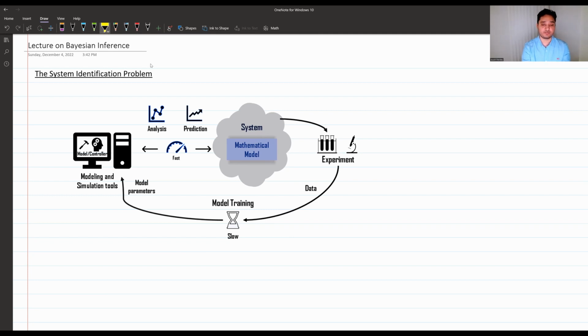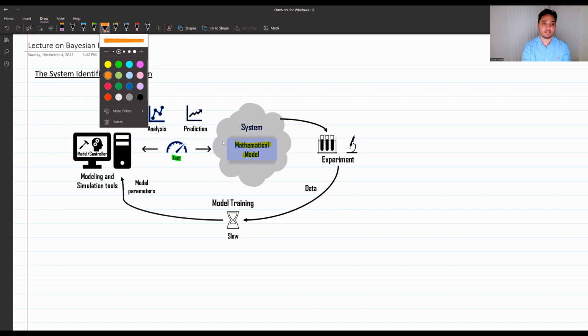Before jumping into Bayesian Inference, let's quickly review the system identification problem. For any system, whether it be bacterial cells, viruses, self-driving cars, or robots, we usually create mathematical models to predict the response of that system under input conditions, or to analyze the properties of that system. If the mathematical model is known, this can be very fast because you can just simulate that model.